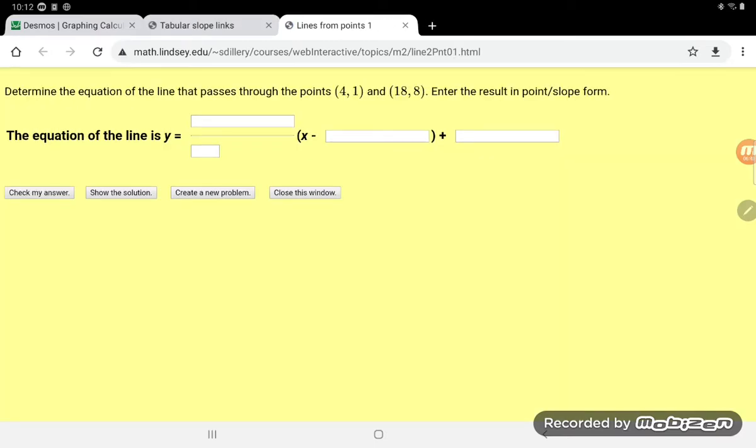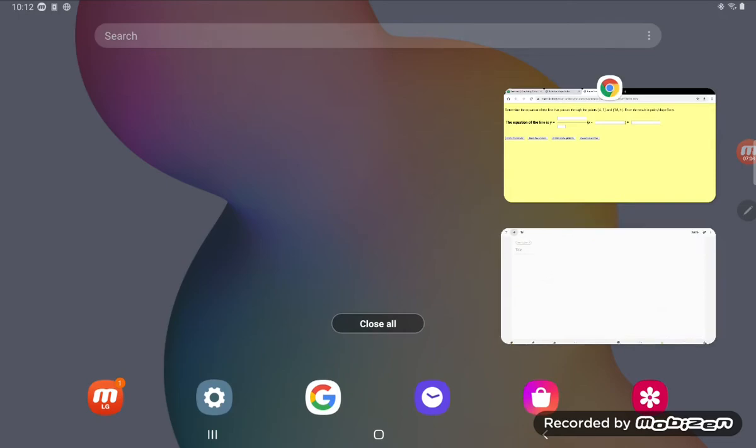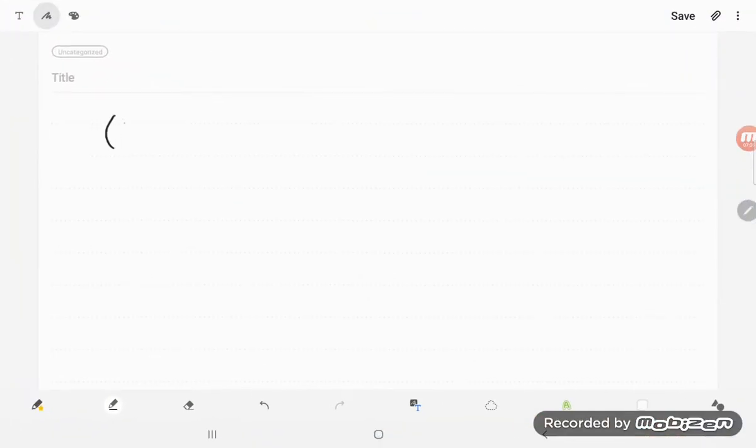Okay, now determine the equation of a line that passes through these 2 points. I'm really not sure why I've got 2 different size boxes to fill in the slope, but I want to put it in point slope form, and my points are (4, 1) and (18, 8). So I have a point (4, 1) and a point (18, 8). And I want this in point slope form, so I need a slope.